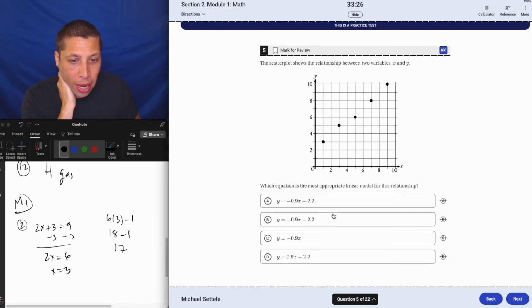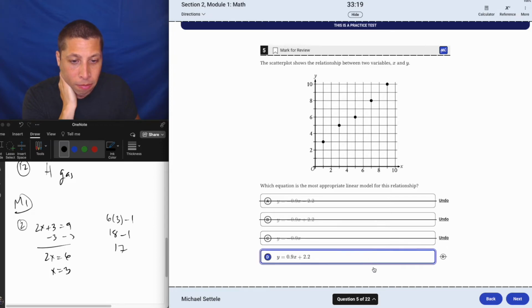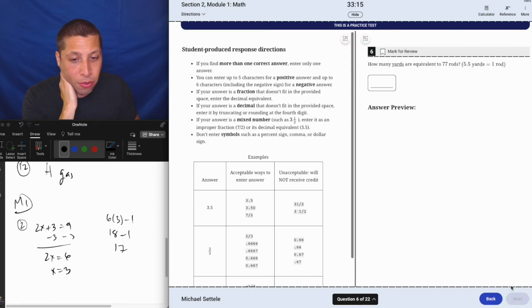Most appropriate. Okay. So it is a positive slope. So no, yes. Notice these are fast. First module math, you should really be cruising.